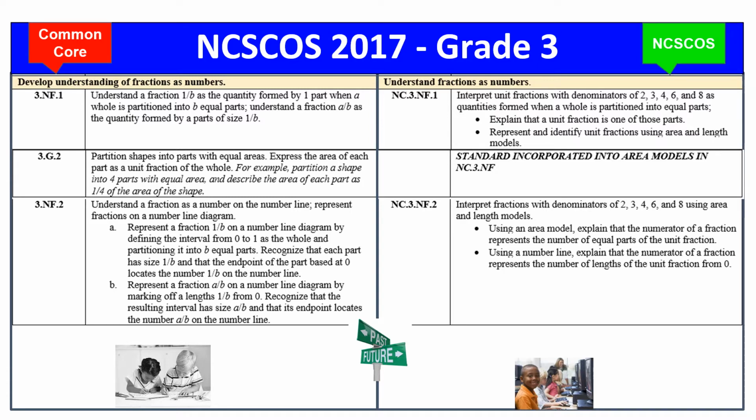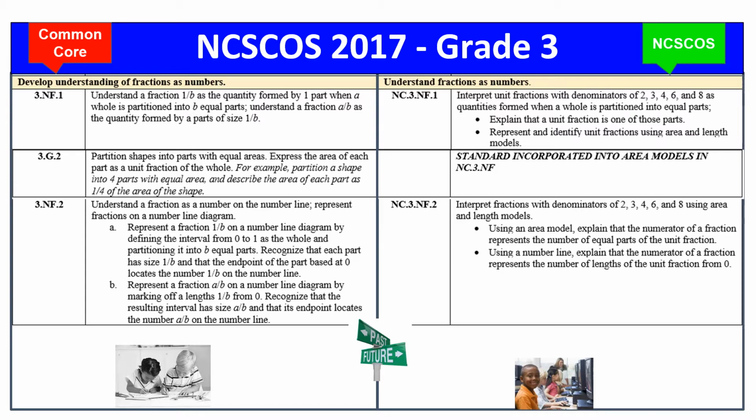For example, the unit fraction 1/4 represents one part of a shape or number that has been partitioned into 4 equal parts. NC 3NF1 focuses on these unit fractions. If I'm referring to 2 or 3 of the 4 equal parts of the area model or number line, 2/4 or 3/4, then I'm working in NC 3NF2.